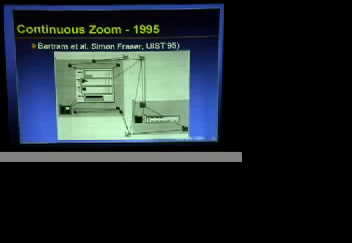In 1995, Bartram at Simon Fraser introduced a continuous zoom technique. This is a generalization of the rubber sheet technique that I mentioned a moment ago, except that she introduced some very smooth transitions when you change from one focus of attention to another. So it's a nice addition to the rubber sheet.